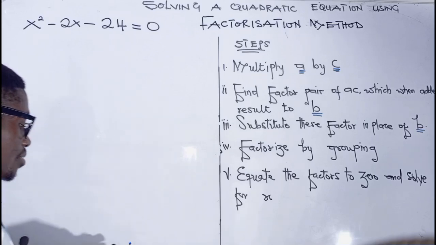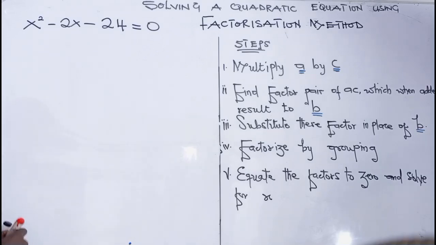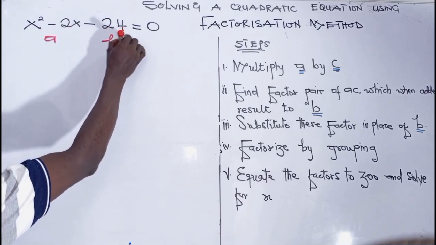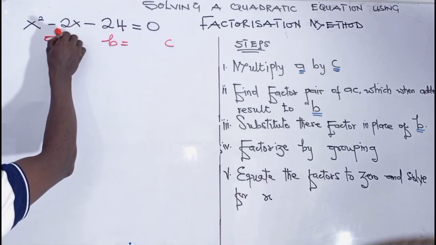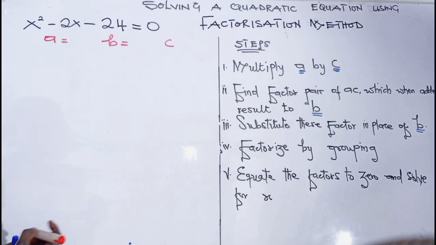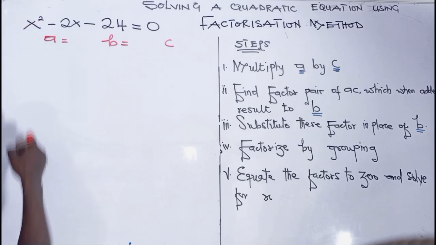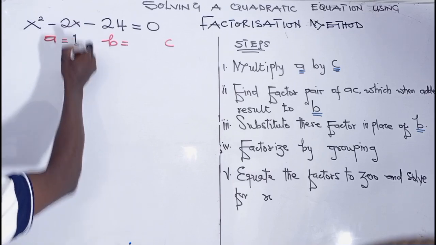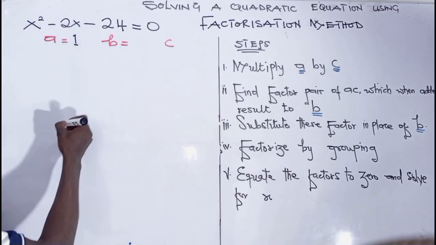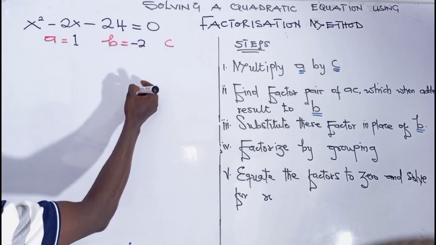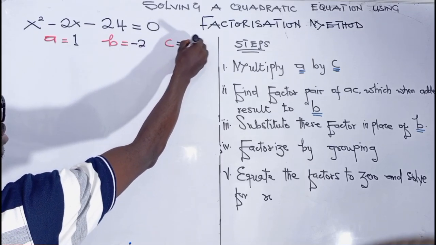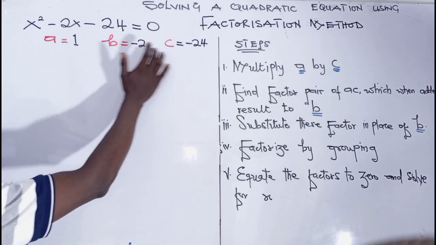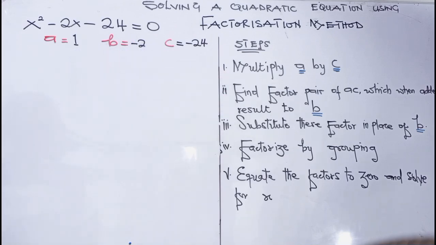So the first thing that we are going to do is to identify our a, our b, and then our c. A is the coefficient of what? x squared. The coefficient of x squared is what? 1. And then b is the coefficient of x, and that is what? Minus 2. And then c is the constant, which is what? Negative 24. Now once you have your a, b, and then c, you go through the steps on the board.